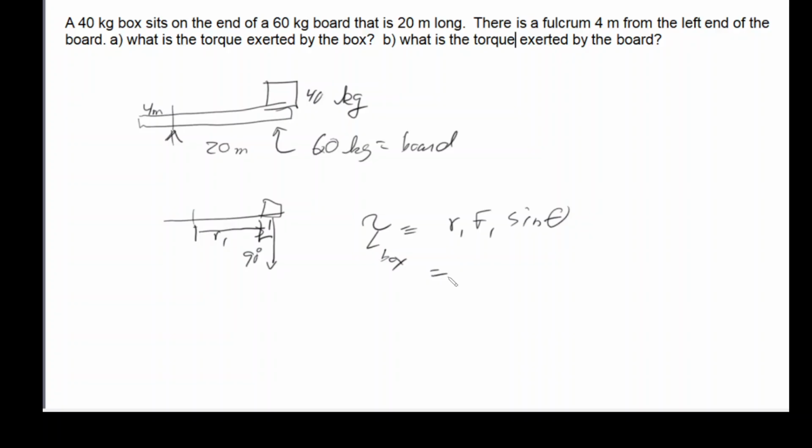So that's equal to, now R1 is 20 minus 4 meters, which is 16 meters, times the force, which is the weight, so that's 40 kilograms times 9.81, times the sine of 90 degrees, which is 1. So this becomes 6278.4 Newton meters. That's the torque exerted by the box on the board.